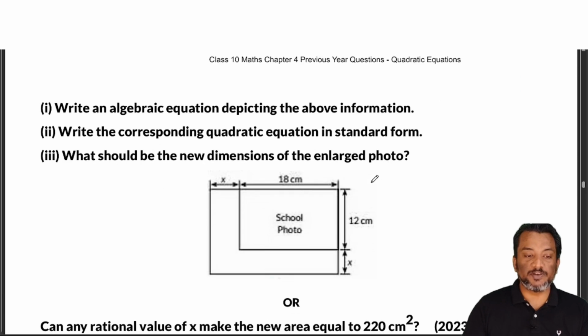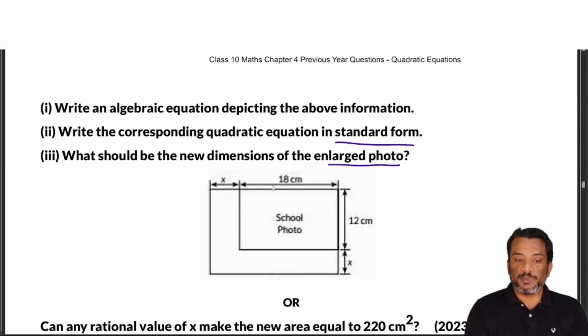So we have some information given. First, write an algebraic equation based on above information. Second, write the corresponding quadratic equation in standard form. So whatever equation we get, we have to convert into a standard form. Now, what should be the new dimension of the enlarged photo? Okay, so that we have to understand. So now you can understand the question.